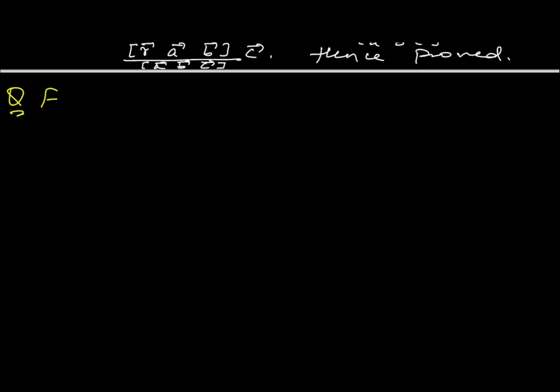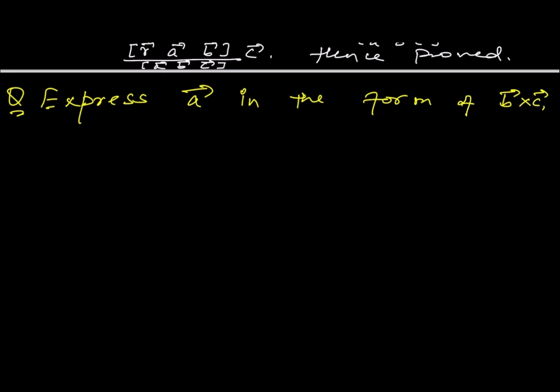Question is express A vector in the form of B cross C, C cross A and A cross B. Okay. Now again, this question is of last type question.